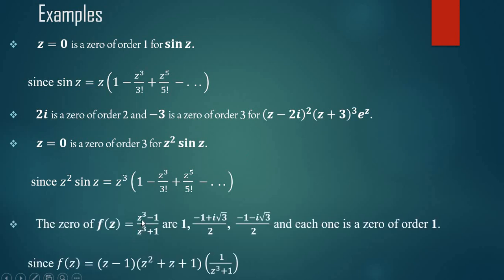Next function is (z cube minus 1) by (z cube plus 1). This can be written as (z minus 1) into (z square plus z plus 1) into 1 by (z cube plus 1). So 1 is a zero of order 1, and this z square plus z plus 1 can be written as (z minus (minus 1 plus i root 3 by 2)) into (z minus (minus 1 minus i root 3 by 2)). So these two are also zeros of order 1 for this function.